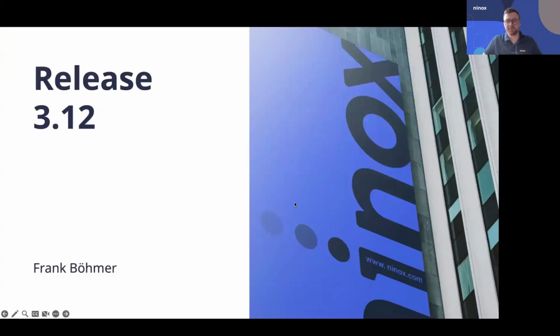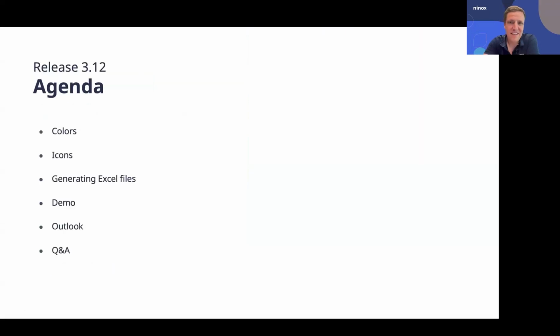Yes. So this is release 3.12, our spring release of Ninox. Tim already mentioned almost everything that's in the box here. Just to give you a quick overview, we took care of colors, so picking colors will be a lot easier. We added new icons to Ninox. We have a new feature, which I'm quite excited about. It's about generating Excel files from Ninox. And of course, we will give a short demo of all the features, and also we'll have a short outlook on what's coming down the road for summer of this year.